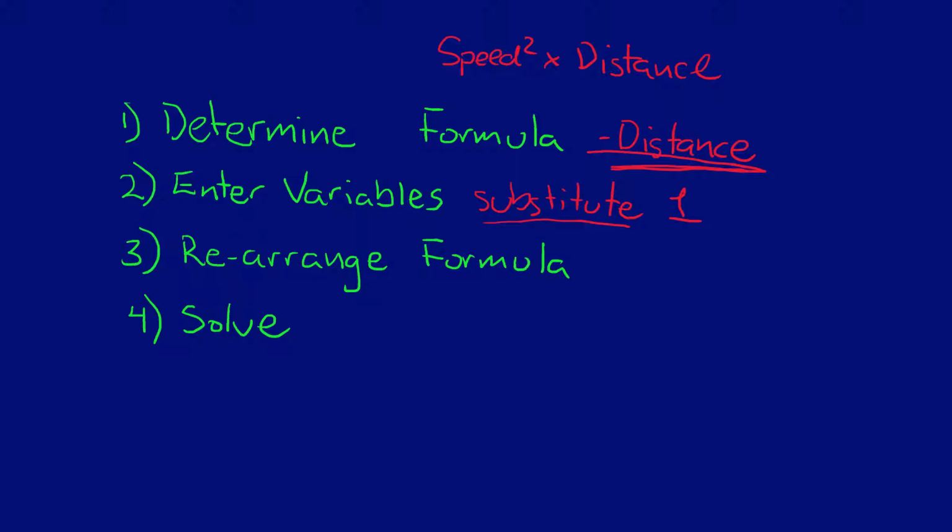Most of the problems do include the distance, and so 2 out of the 3 examples that we have will use that formula. Like I said, then we enter the variables. If we are missing any variables, we'll substitute a 1, consider it constant, rearrange the formula according to the algebraic rules, and then solve. So let's dive right into problem number 1.